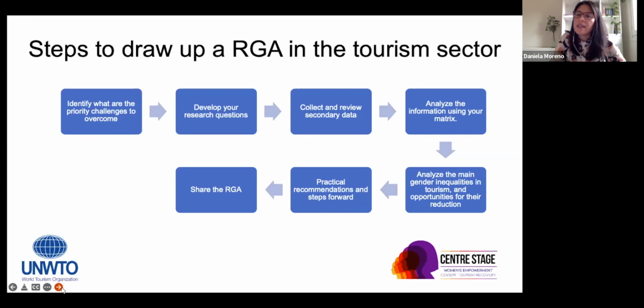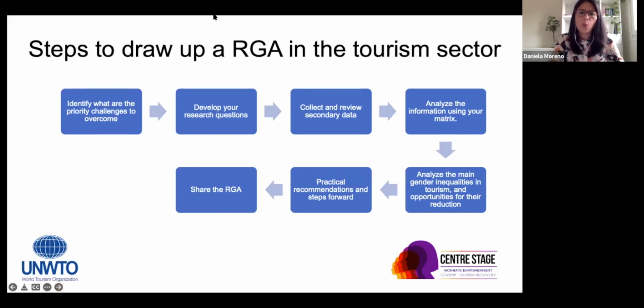Then we have to analyze the information using our matrix. Today we are going to see the first matrix, which is quite linked with the first 2 steps, and in the next section I'm going to explain this matrix to you. Then we have to analyze the main gender inequalities in tourism and opportunities for their reduction. This is the core part of the rapid gender assessment. Here is where we share the knowledge, the opportunities, the challenges, and how we organize our ideas.